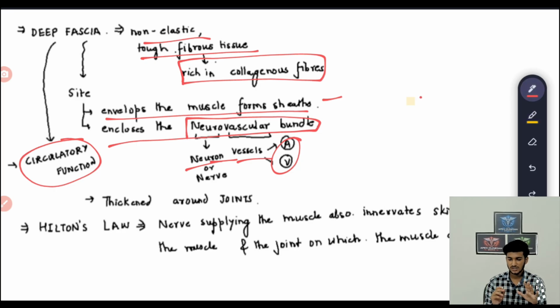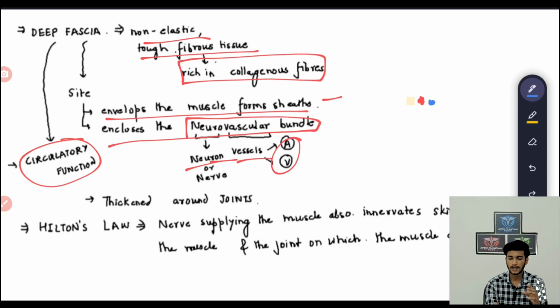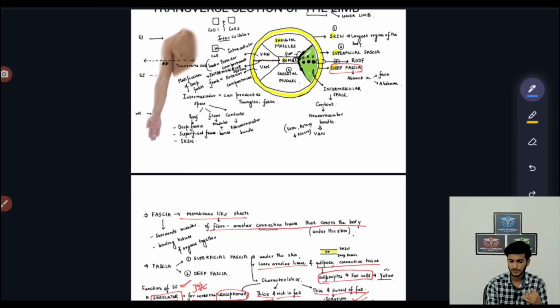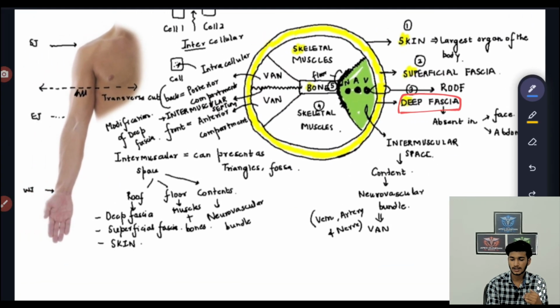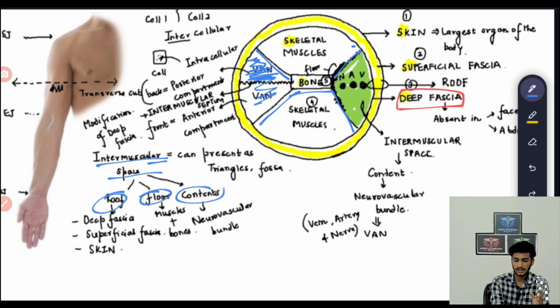After this deep fascia, you can appreciate this structure which is present between everything, that is the bone, and the bone is connected with the skeletal muscles from the upper side and from the lower side. Between these two skeletal muscles, you can appreciate this space, which is called the intermuscular space. What does this space consist of? This space consists of a roof, a floor, and some contents.